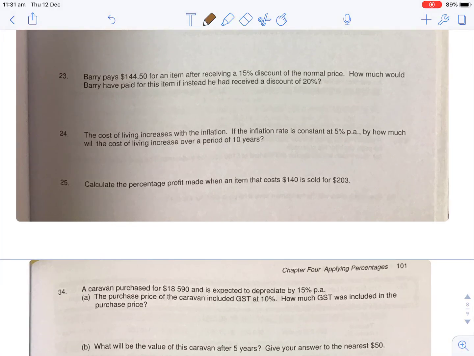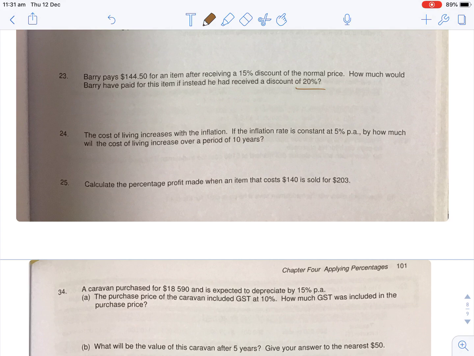Okay, let's do Barry. So Barry pays $144.50 for an item after receiving a 15% discount on the normal price. How much would he have paid for this item if instead he had received a 20% discount? So to do that, it's just a 2-step process. First, we have to find the original amount, and then we're going to take the 20% off.